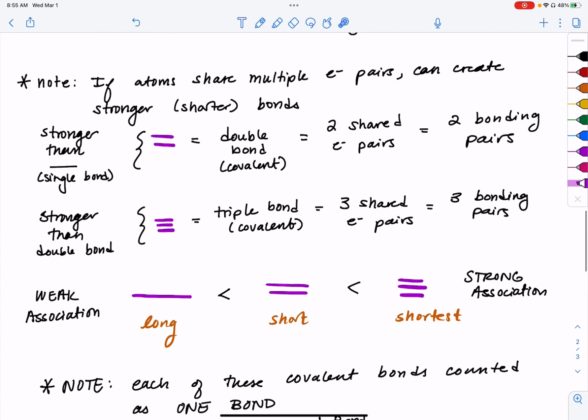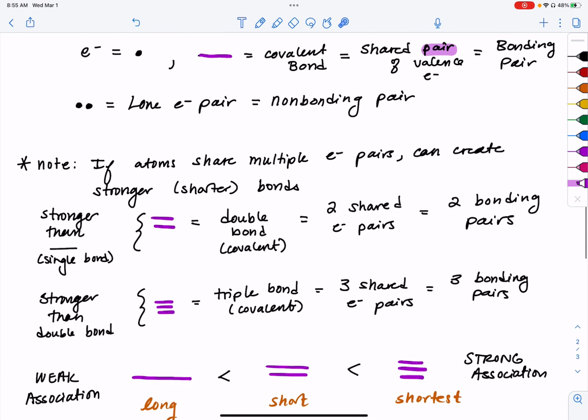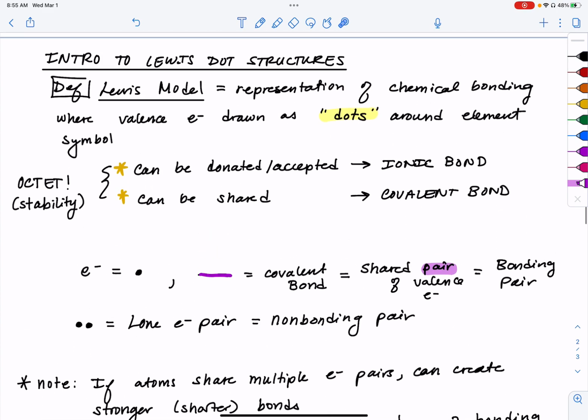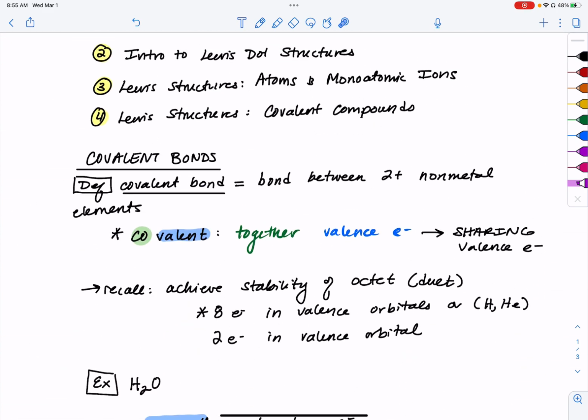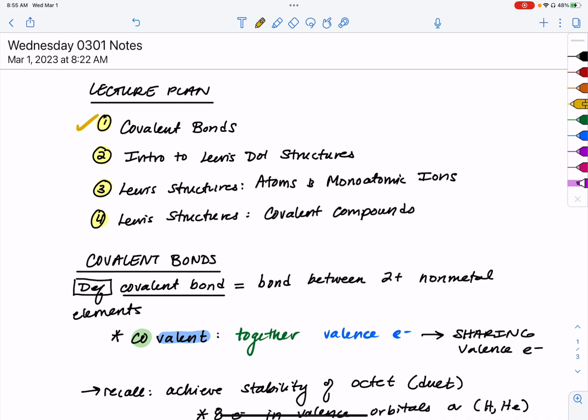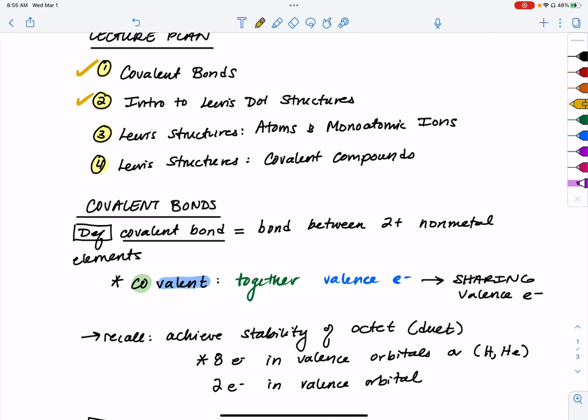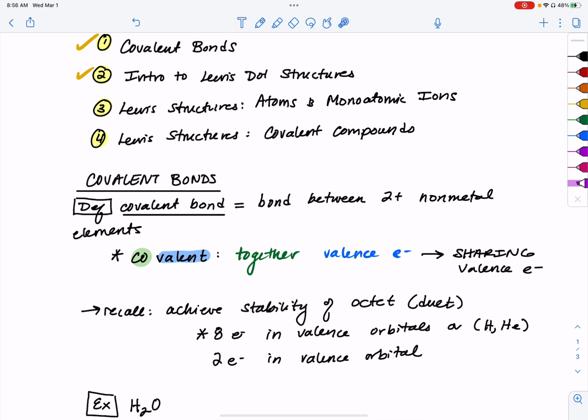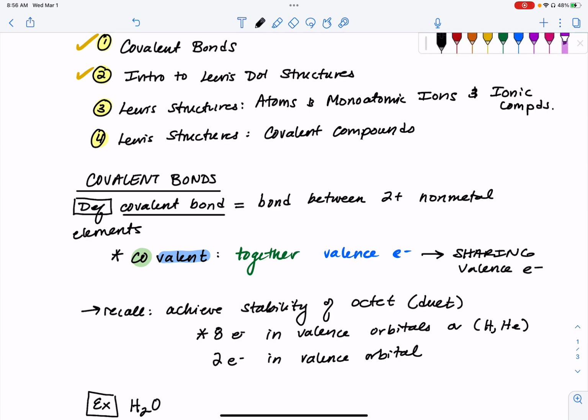So now that we know some of the verbiage and some of the signage that we'll see in Lewis models, let's go ahead and begin to start building some. We're going to start off with Lewis structures for atoms, monoatomic ions, and let's also do some ionic compounds, even though I don't really think those are that interesting. And then from there, we will move on to how to draw Lewis structures for covalent compounds and hopefully get some practice in on how to do that.